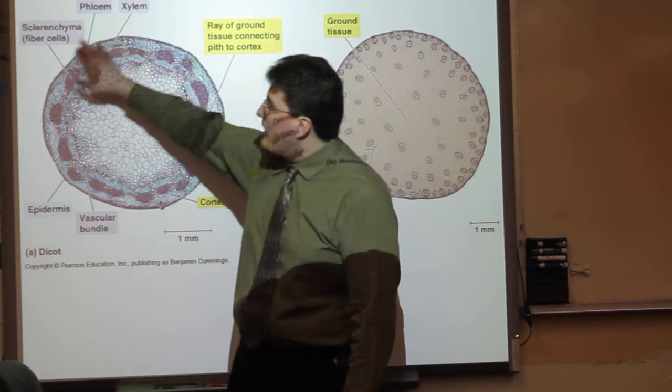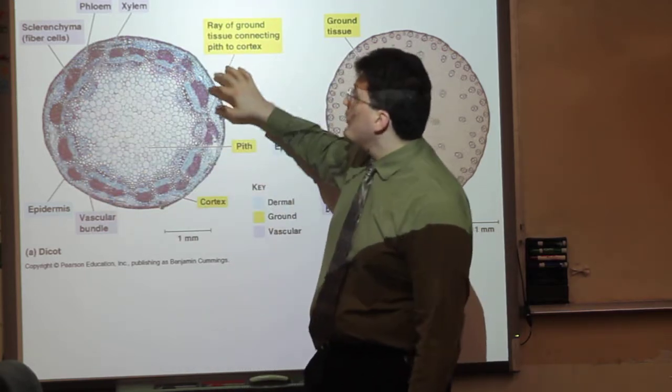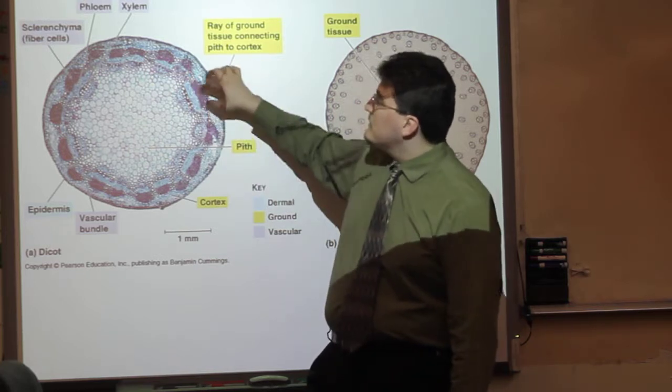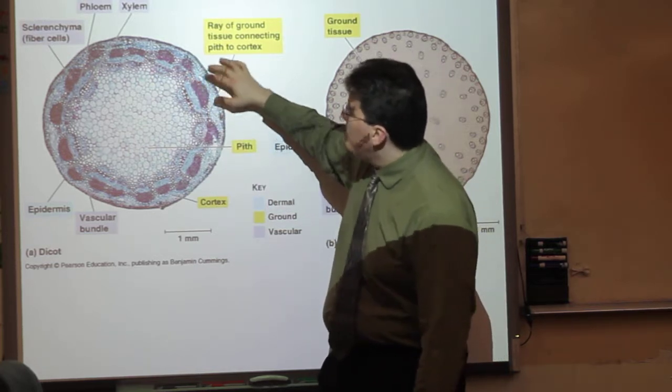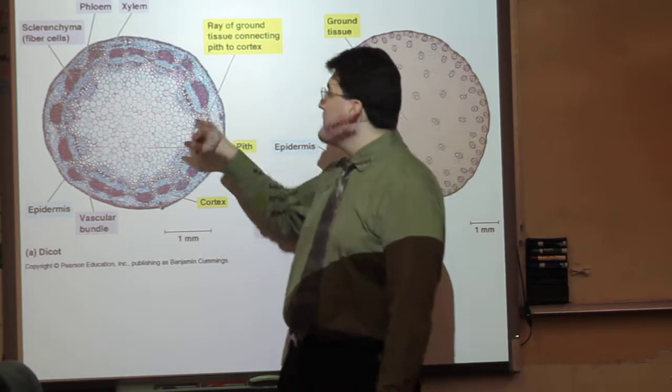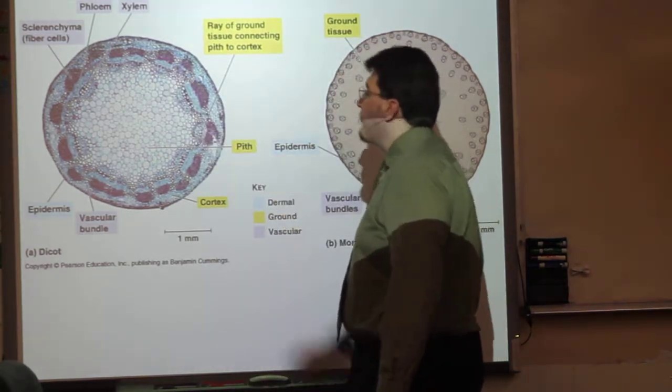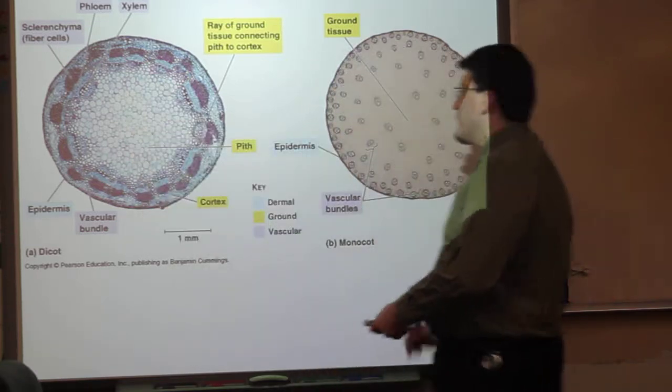We're going to have our epidermis around here. We're going to have our cortex in that inner layer. We're going to have vascular bundles with sclerenchyma right here. We're going to have these medullary rays in between these vascular bundles. And we're going to have the pith inside.